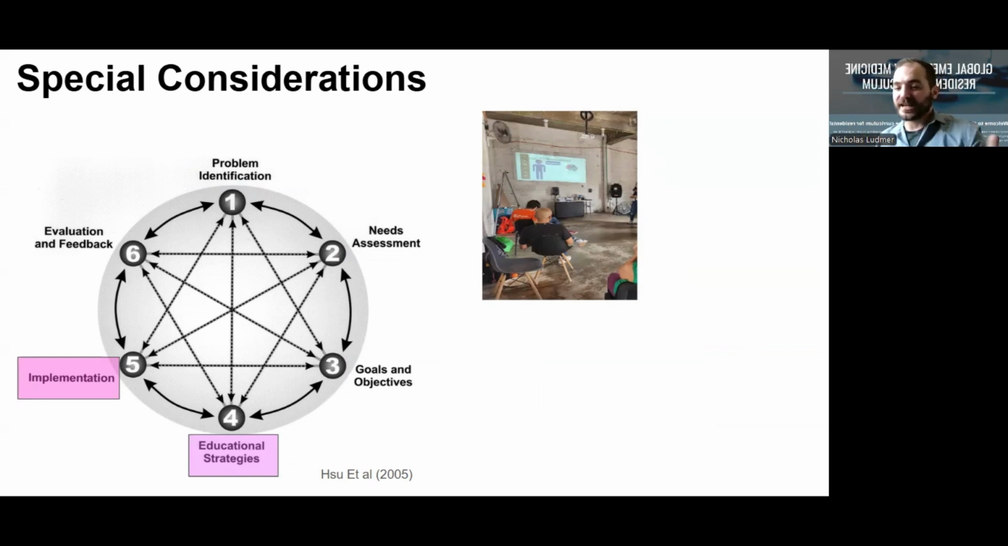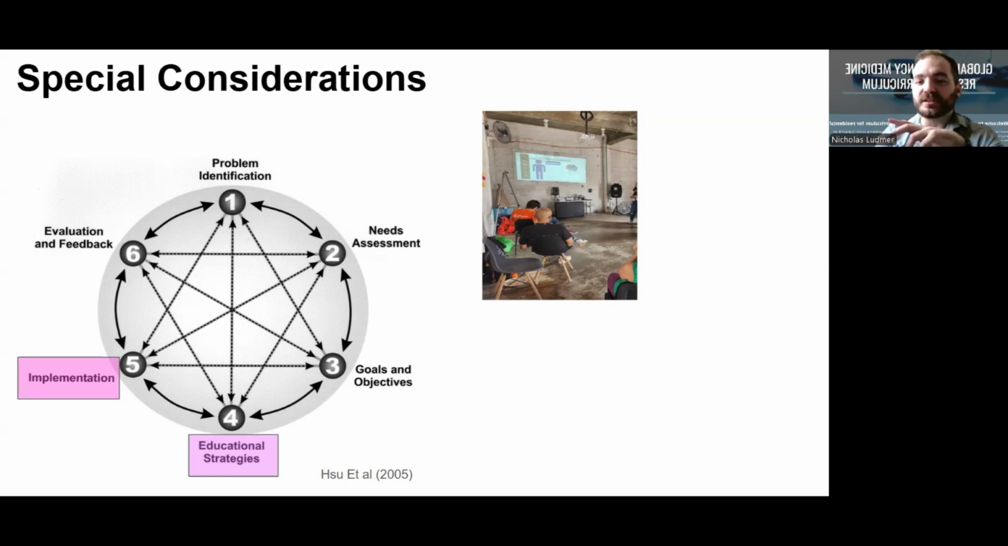Is it going to be primarily didactic? Are you going to try to do some reading ahead of time, or use some of the online curricula to supplement your course that folks will have to complete before you get there? All that you consider when you think about what educational strategies to include, selecting strategies that will work best with the group you're working with.